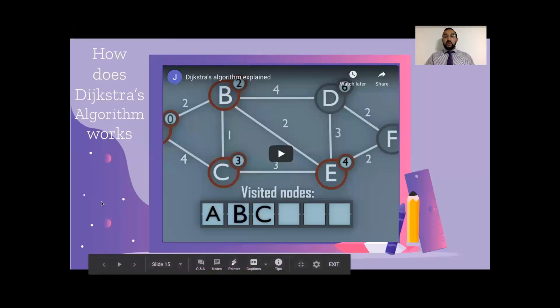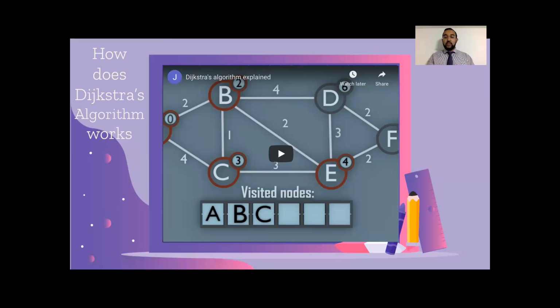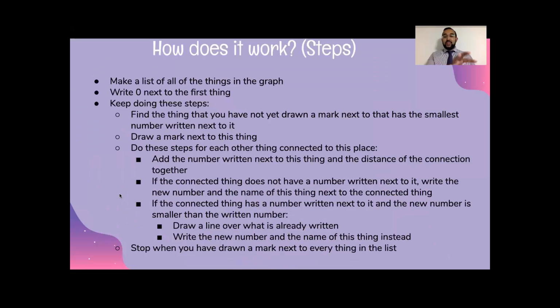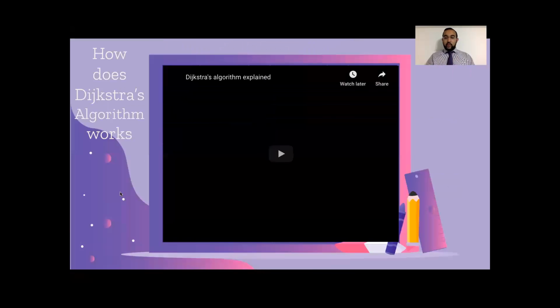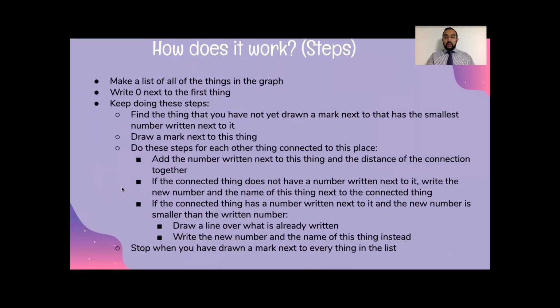Here's another video explaining what it is and how you can use it to figure out the shortest path. Now this document explains step by step how Dijkstra's algorithm works. But if you watch this video, this is explaining the same exact thing. And I've also attached a document on the COSMOS website to explain this further.